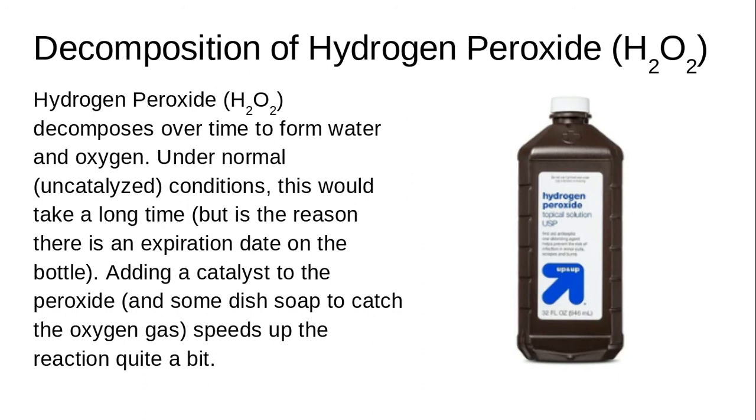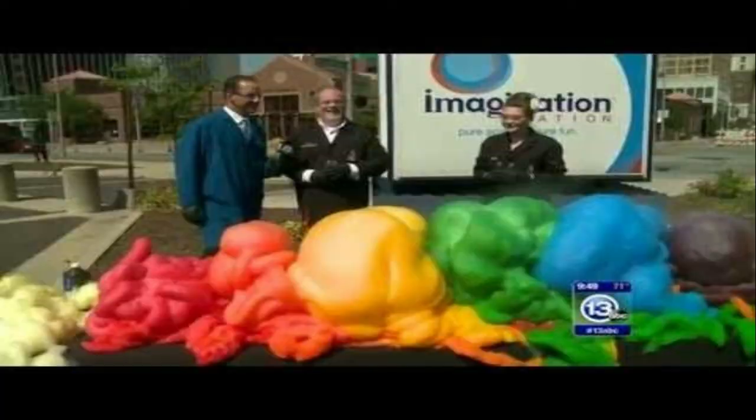However, you can speed up that decomposition by using a catalyst. And a typical catalyst for this reaction is something like sodium iodide. And in the video, you're going to see not only do they put the catalyst into the peroxide, they use a much more concentrated version than you can buy at the store. And they also put dish soap in there. And the dish soap is to capture the oxygen and to truly give you a visual of how much oxygen is being produced in the decomposition and how fast it happens with a catalyst. So enjoy.